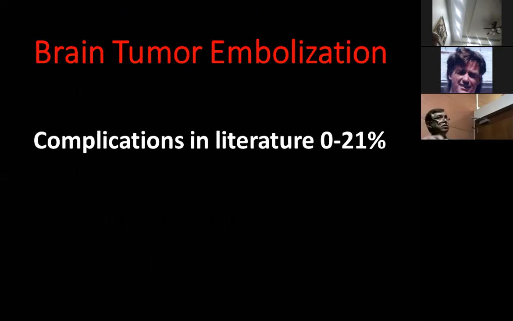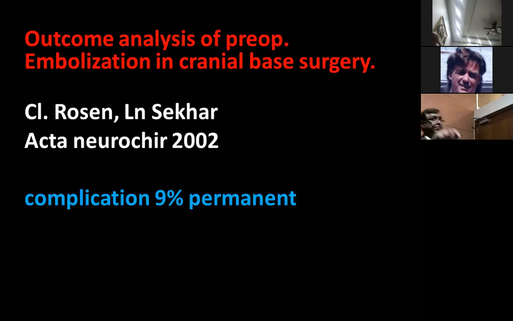What are the complications of brain tumor embolization? I looked it up and it ranged from 0 to 21%. I talk about neurological complications, not the general ones. Are they permanent? Some of them are permanent, yes. This is a paper with 9% complication, and they are permanent. This is from Rosen and Ibrahim Sbeih, published in 2002.